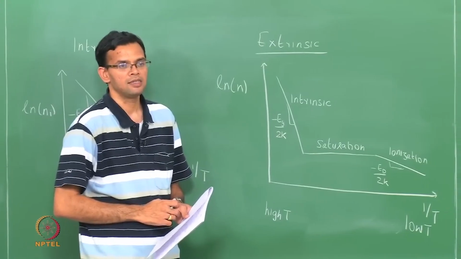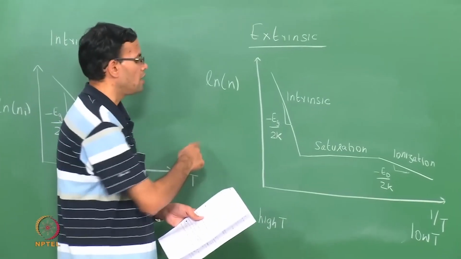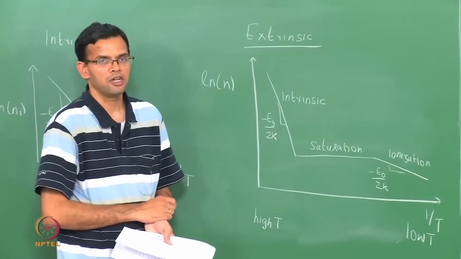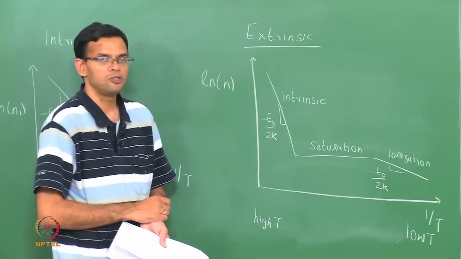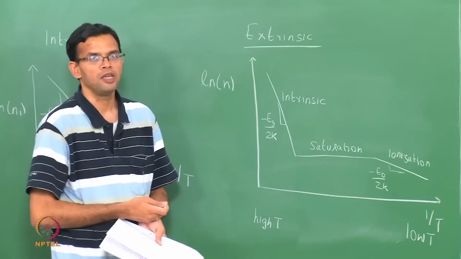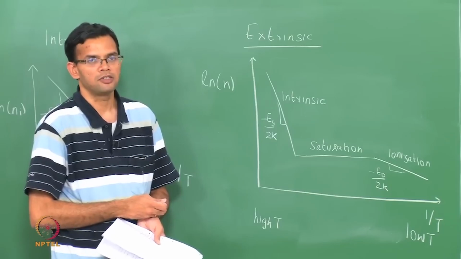In the next class we will look at how the conductivity changes as a function of temperature, and we will also look at the effect of doping on the mobilities of electrons and holes.